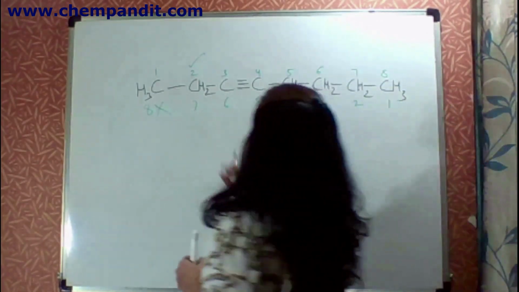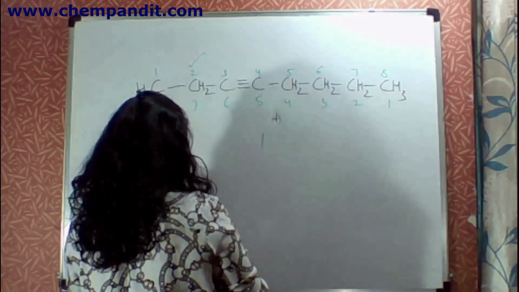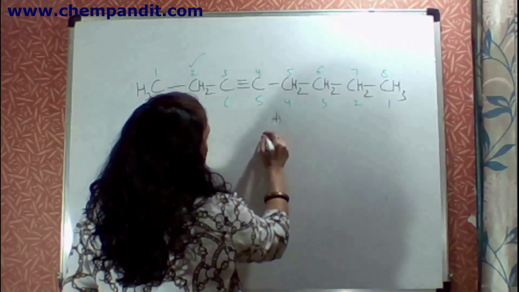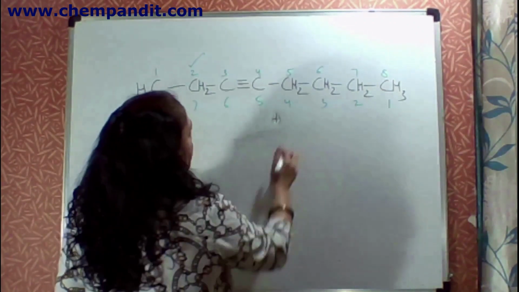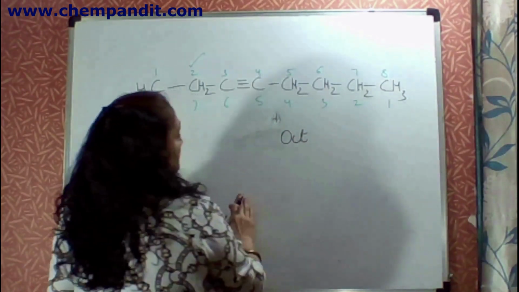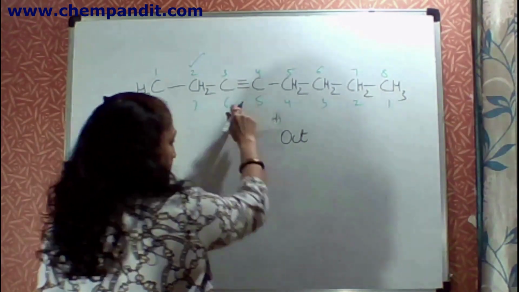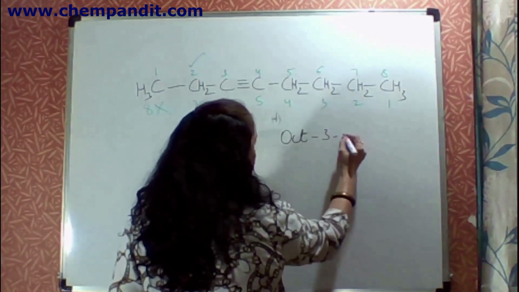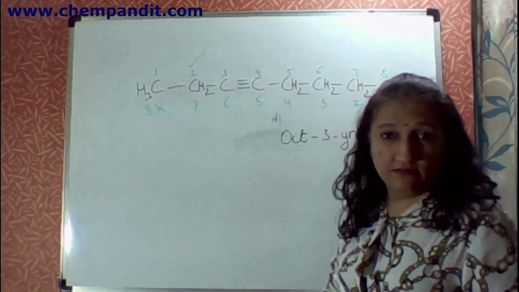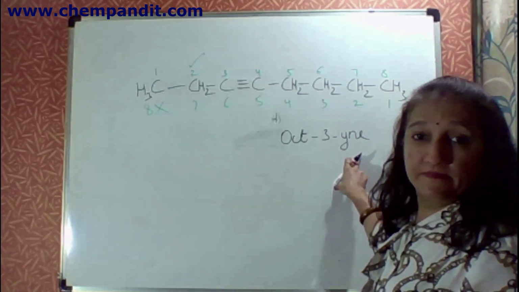Clear? Now, there are 8 carbon atoms. So let us write the root word as oct, right? Oct, the triple bond is at carbon 3. So oct-3-ine. It's a triple bond, therefore the suffix will be ine. Am I right? The suffix will be ine. Clear?